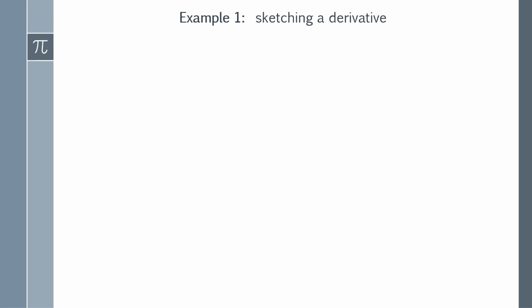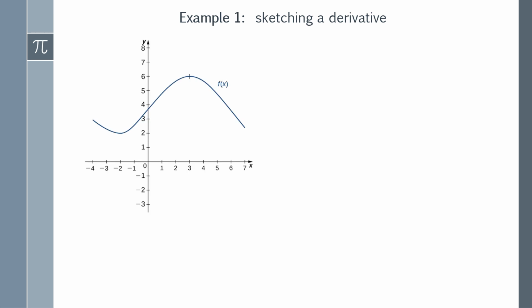Let's take a look at our first example where we're exploring the connection between the function and the graph of its derivative. So we're given this graph, f of x. Notice that we don't have the expression for f. That's okay. We're just trying to get a general idea of this connection.